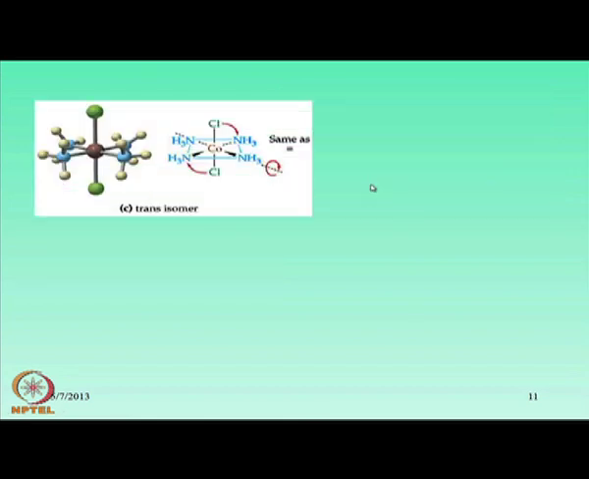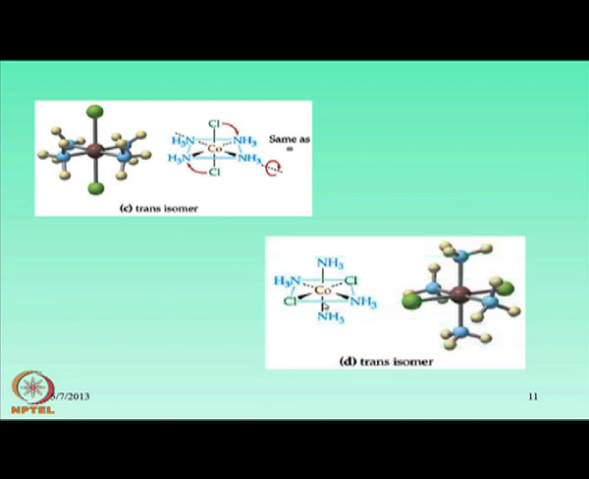But in case of the trans isomer, where the Cl-Co-Cl angle is 180 degrees, again we try to rotate it through this axis, this N-Co-N axis, and we will get the corresponding compound as the other compound. That means, when we rotate, this Cl will come over here and this Cl will come over there. So, this is one trans orientation, and through rotation we get another trans orientation, and both of them can be designated as the corresponding trans isomer.